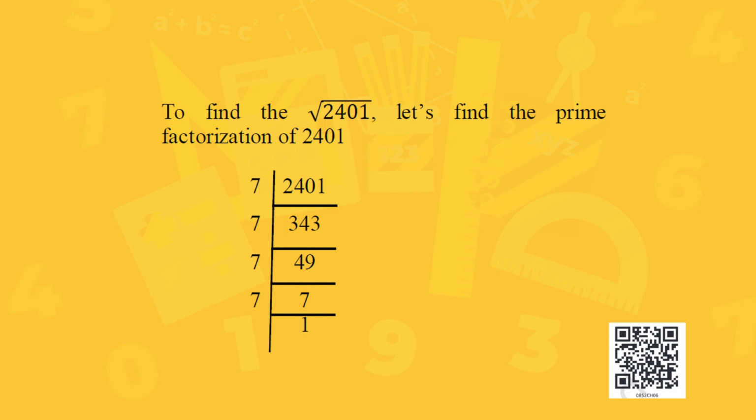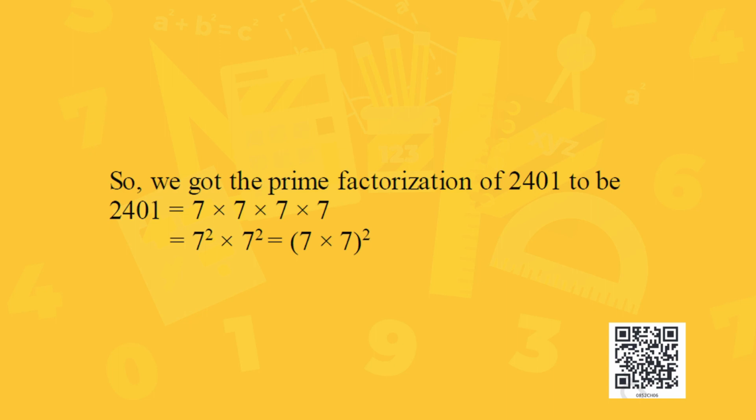So, 7 divides 2401 by 343 times. So, 7 also divides 343 by 49 times. Now, 7 divides 49 7 times. So, finally 7 divides 7 1 time. So, thereby we got the prime factorization of 2401 to be 2401 is equal to 7 times 7 times 7 times 7.